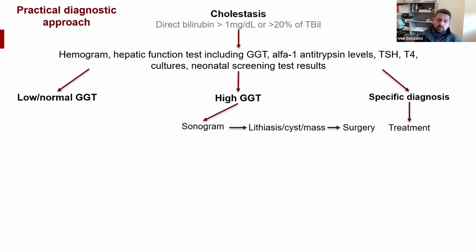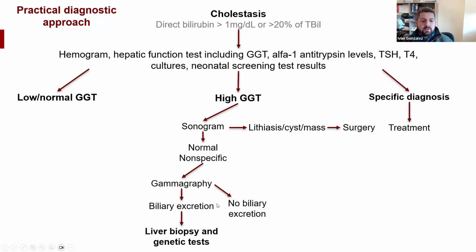In the high GGT group, you start doing some imaging studies, like sonography. And then you detect, for instance, an anatomic abnormality, cysts, or a mass. Then you send the patient straight for surgery. Now, if that was normal and non-specific, then we go to another imaging modality. And if you have biliary excretion, we say that we rule out biliary atresia, but you still do a liver biopsy and start doing genetic testing to keep working up these patients.